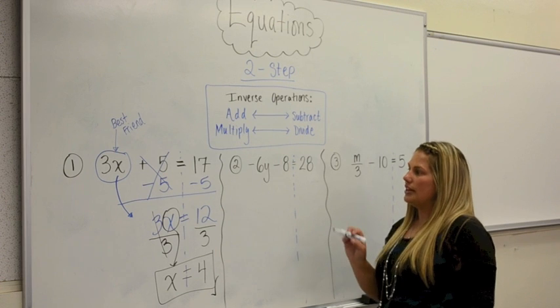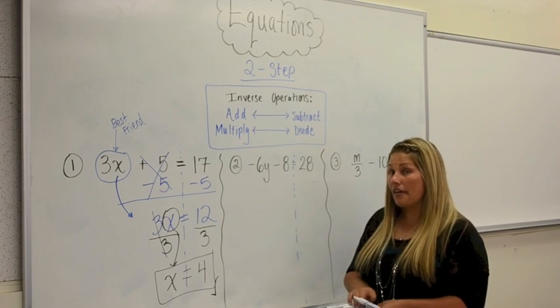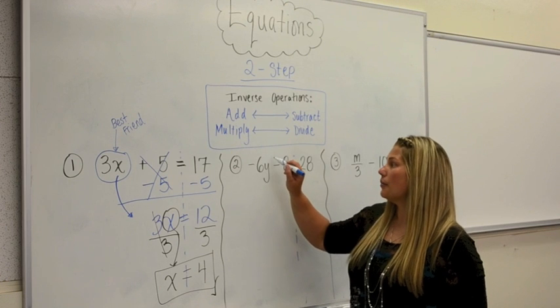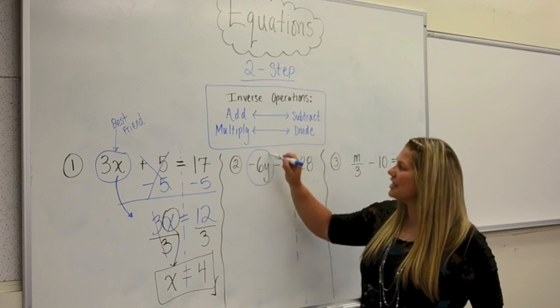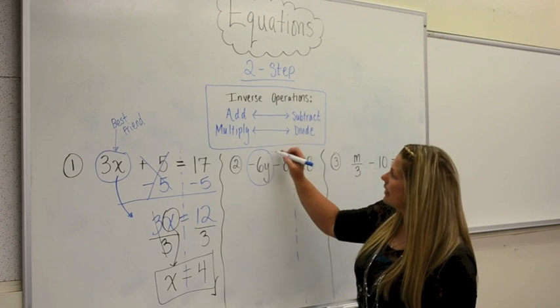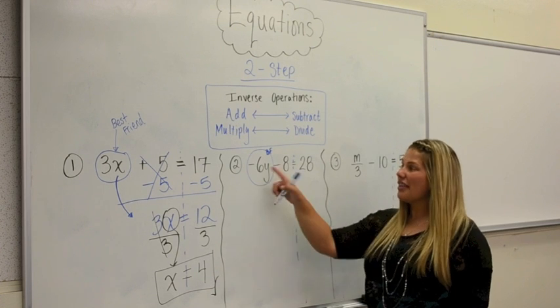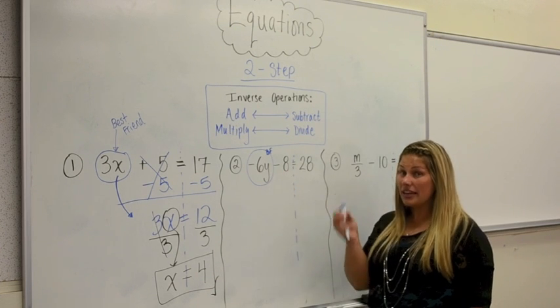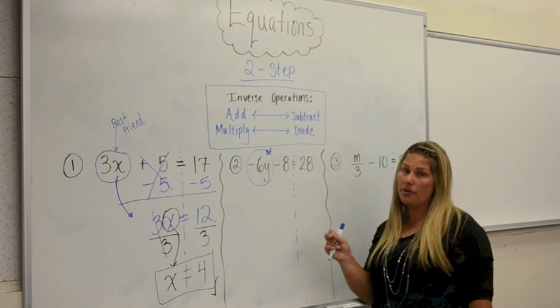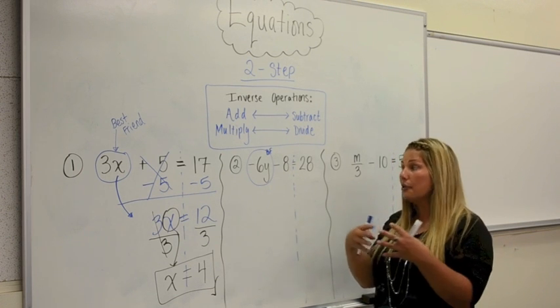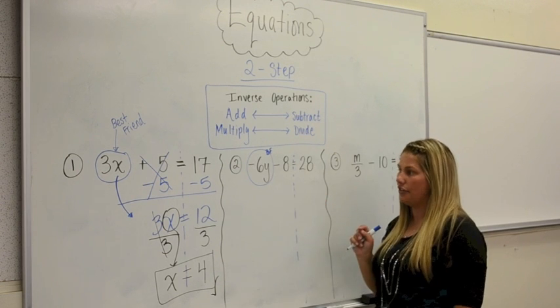So as we move over here, what's my variable? That's right, it's the y. And the number that's touching the y is negative 6. So those are best friends. We call that number the coefficient. The number touching the variable is always the coefficient. They're together. Co means together. So that's the best friend.